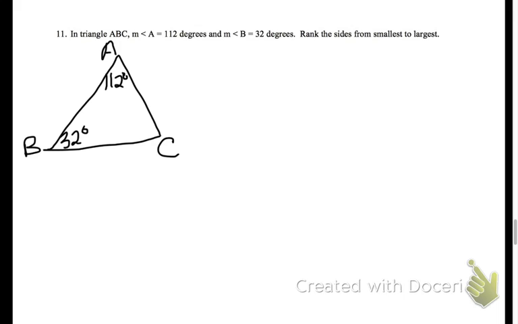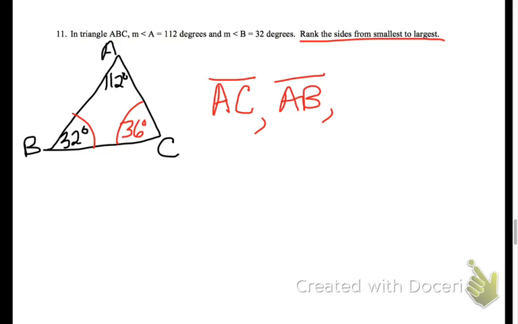If you plug 112 and 32 into the calculator, subtract it from 180, angle C has a measurement of 36 degrees. So the shortest side is opposite from the smallest angle. So if we're going to rank our sides from smallest to largest, the smallest angle is B, so AC is the shortest side. Follow that by the middle angle, the angle that's in between, and that's 36, so the side opposite that is side AB. And then the largest side is across the largest angle, so the largest side is side BC.